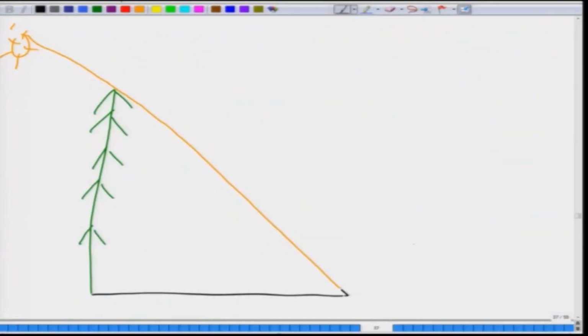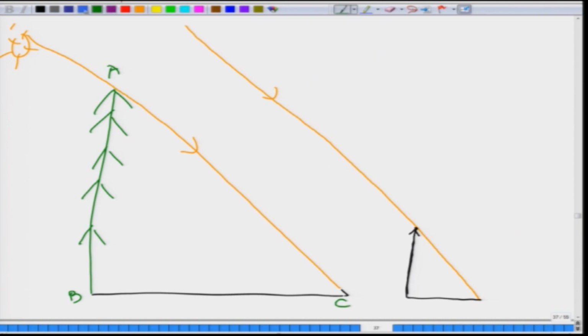So, if you take a rod and put it here, then if you look at another parallel ray of light, it hits the rod. So, suppose this is your rod and this is the shadow it makes. Now, because both of these rays of the sun are parallel to each other, let us call this triangle ABC and the second triangle DEF.